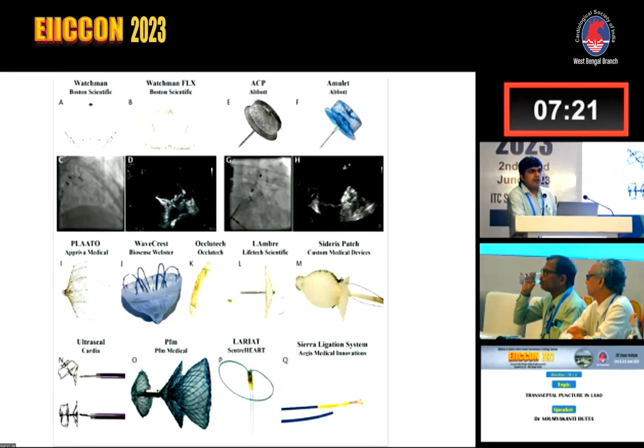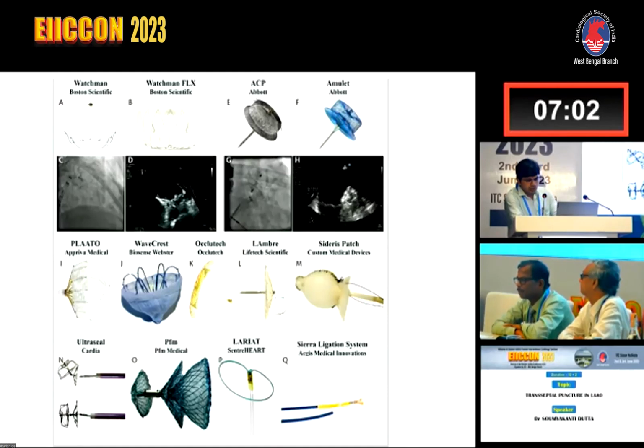Abbott started its journey with the ACP, that is the Amplatzer Cardiac Plug, followed by the Amulet device. Amulet is extremely stable, and I have experience of using this Amulet device in at least 3 or 4 patients, and they are quite stable after implantation of this Amulet Abbott device.